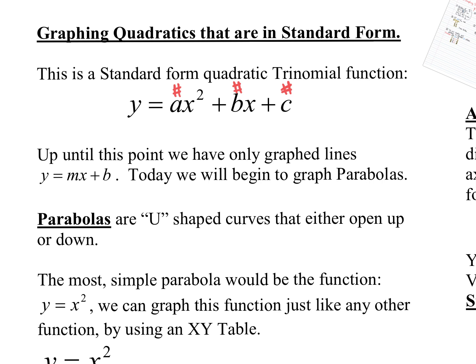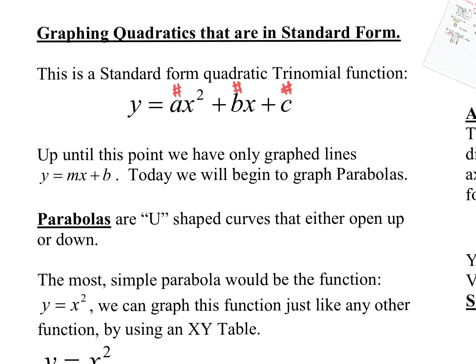Or maybe just a regular x squared. Maybe you don't have a number here. Maybe the a value is 1, right? But you're going to have numbers in a, b, and c. And you might not even have a b value. You might not have a c value. But this is a standard form quadratic trinomial. A, b, and c are just numbers, okay?